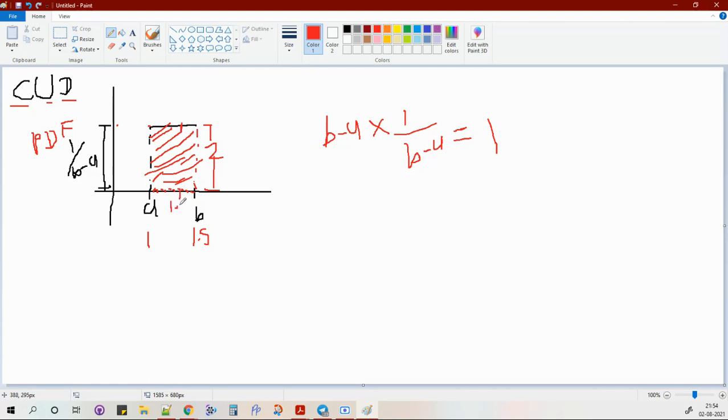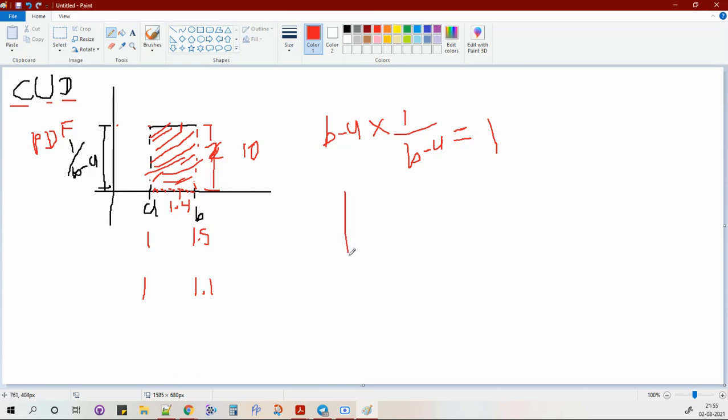Let's say 1.4. The probability is not 2. It will go worse if I take 1.1, then this value would be nothing but 1 divided by 0.1, which is 10. Can you say probability? No, it is density. So from the PDF you can't say this is the probability. It's density, probability density, right?